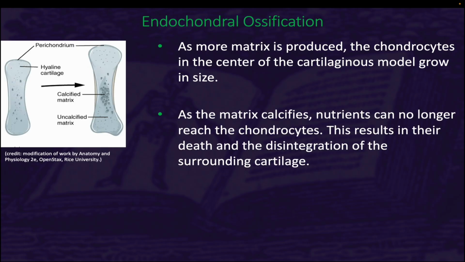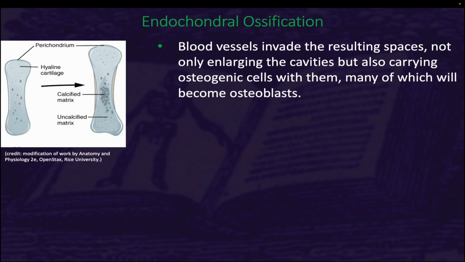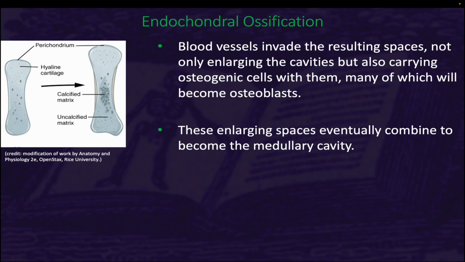As the matrix calcifies, nutrients can no longer reach the chondrocytes. This results in their death and the disintegration of the surrounding cartilage. Blood vessels invade the resulting spaces, not only enlarging the cavities but also carrying osteogenic cells with them, many of which will become osteoblasts. These enlarging spaces eventually combine to become the medullary cavity.